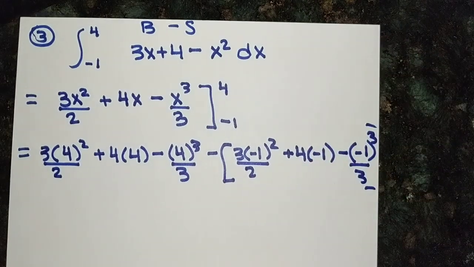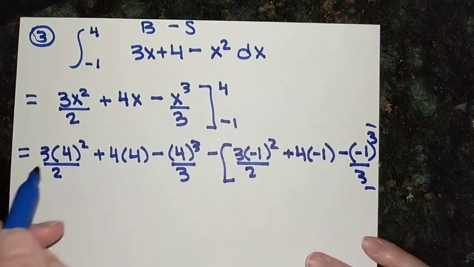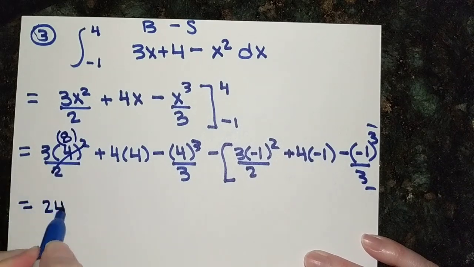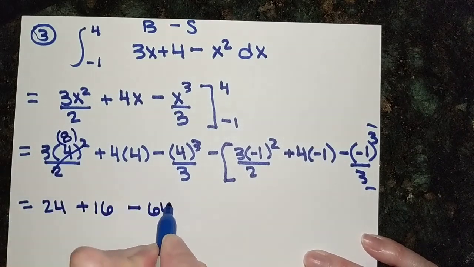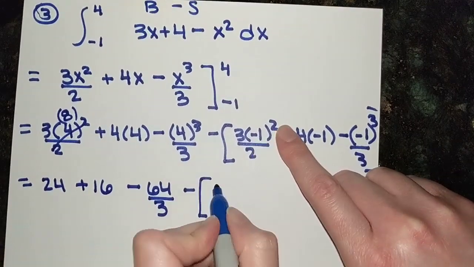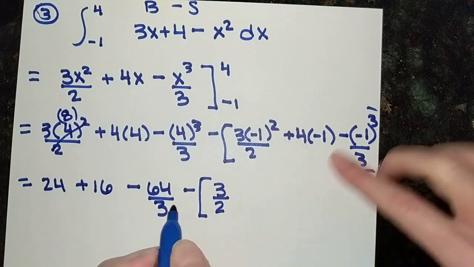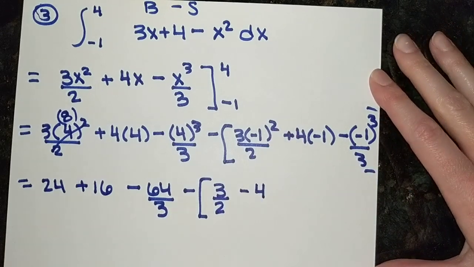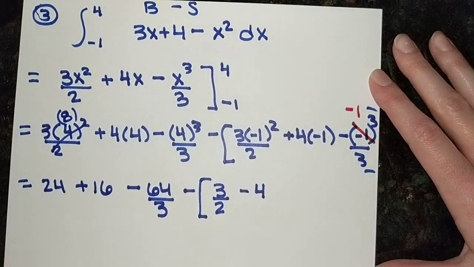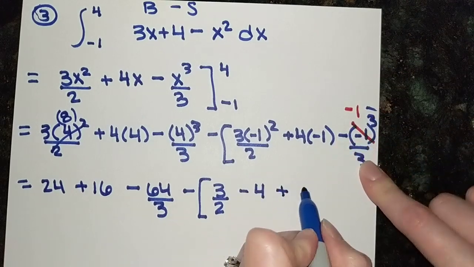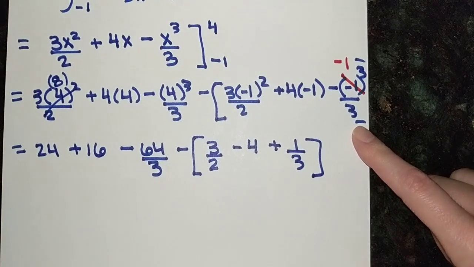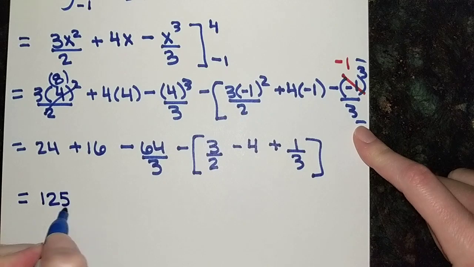Okay, now at that point, a lot of it really is just arithmetic, because here you have 16 divided by 2, so that's going to give you 8. So you get 24 plus 16 minus 64 over 3 minus, and then here you'll have -1 squared, so it's just going to give you a positive. So it'll be 3/2 minus 4. And then here you have your -1 to the third, so that just becomes -1. And then negative times a negative gives you a +1 over 3. Okay, and then you would just distribute, combine like terms, and get to your final answer as 125 over 6.